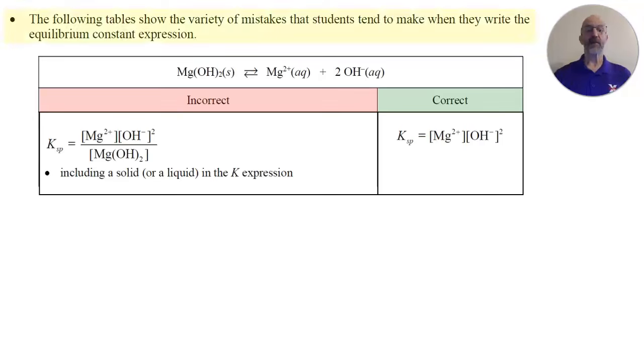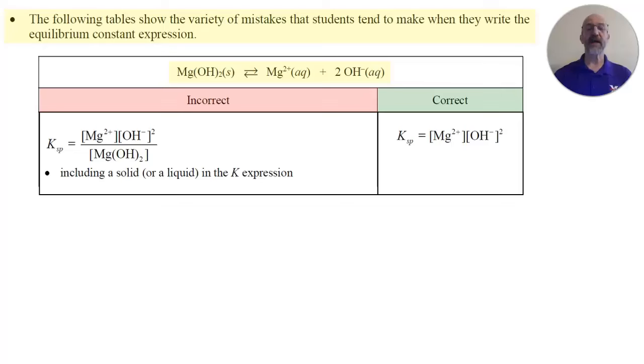The following tables show the variety of mistakes that students tend to make when they write the equilibrium constant expression. So I'm showing you all of these student mistakes to make sure that you recognize them, and then you avoid making those mistakes when you take the AP Chemistry exam. In this equation, we have solid magnesium hydroxide as the reactant on the left, and then on the right side of the equation, we have the aqueous ions, magnesium and hydroxide. Notice that there is a 2 in front of the hydroxide as a coefficient.